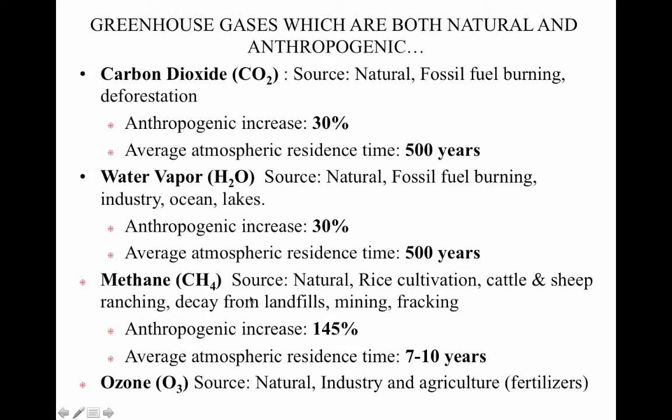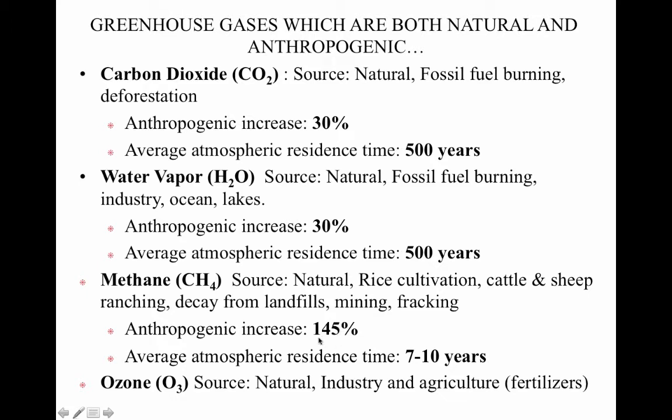Now, methane, there are some natural sources. Methane is just a very small organic molecule, and it is the product of a lot of types of decay. So anytime something is decaying, whether it be manure or feces, dead animals, dead plants, methane is generally going to be produced. When they cultivate rice, this actually produces methane. Cattle and sheep ranching, through their manure. Landfills are big sources of methane, as are mining and fracking.